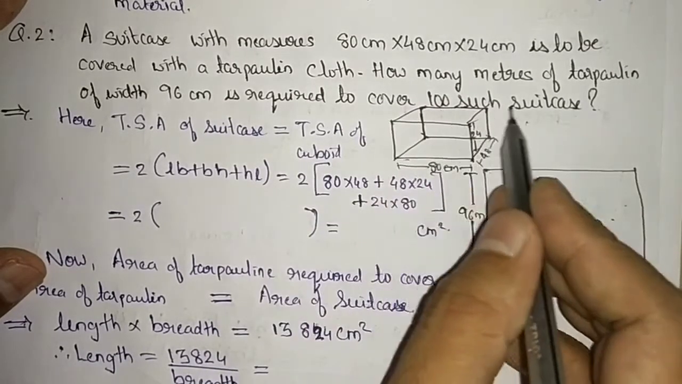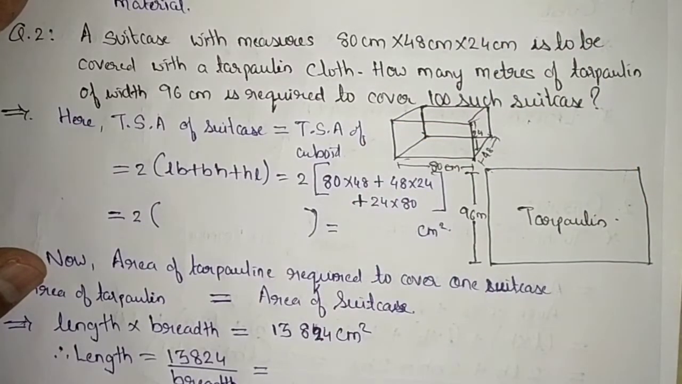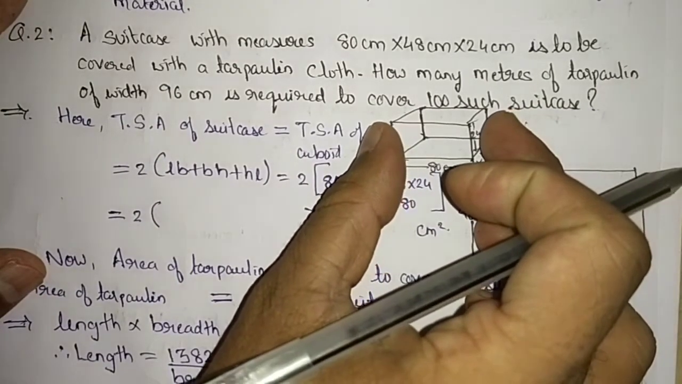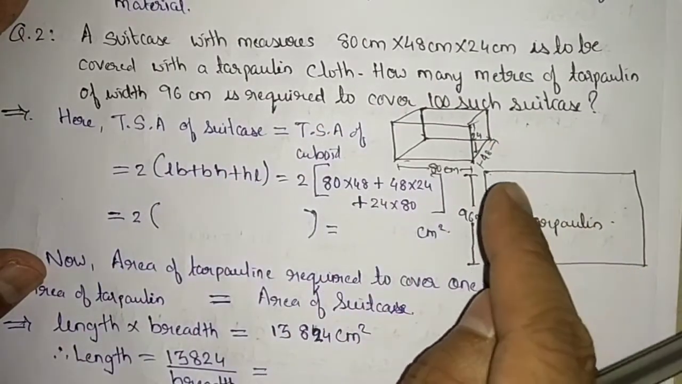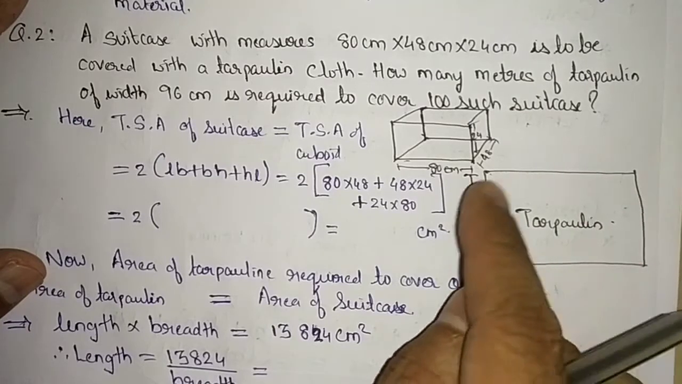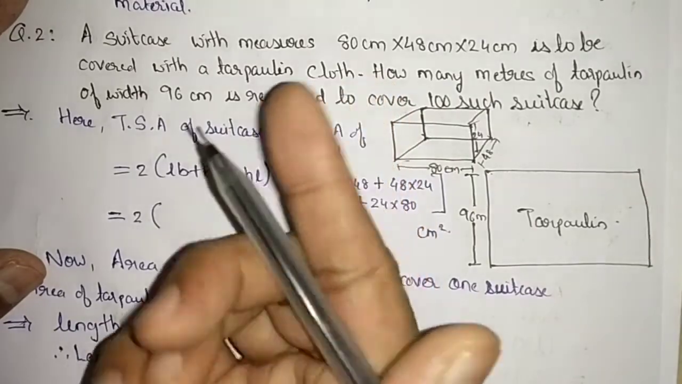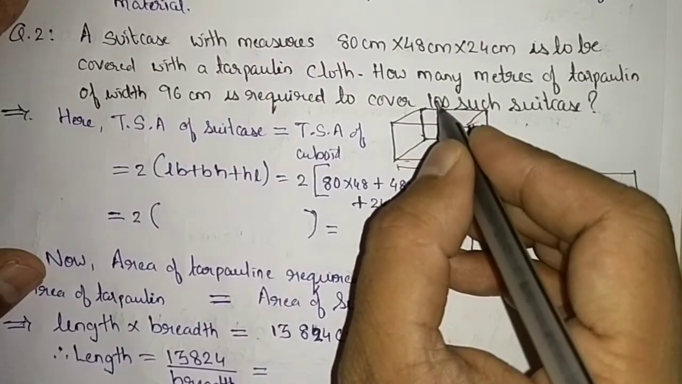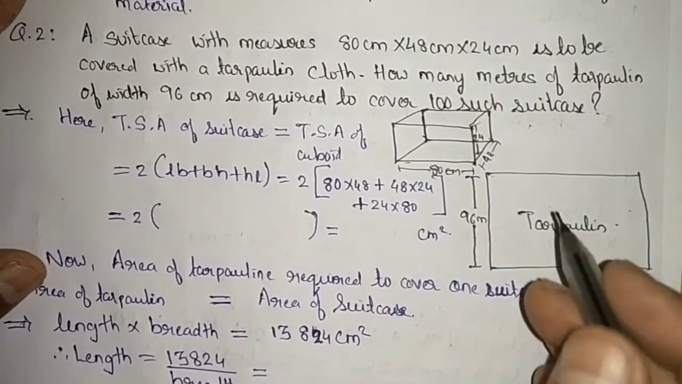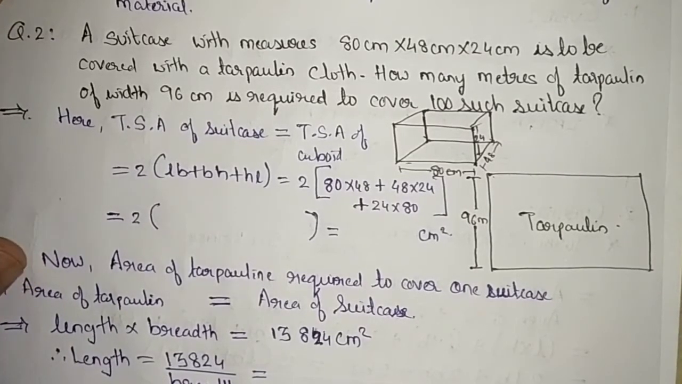To cover 100 such suitcases, not one suitcase. We have to cover 100 suitcases. So what will we do? We will first find out the total surface area of one suitcase. Then we will calculate how much tarpaulin is needed for one suitcase. The answer which we get, we will multiply it with 100 so that we can get the length of the tarpaulin required to cover 100 suitcases.